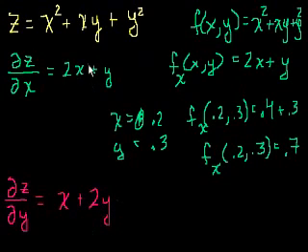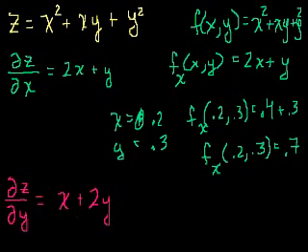So as you can see, it's quite symmetric. The partial of z with respect to x is 2x plus y. The partial of z with respect to y is x plus 2y. And that's because this equation is pretty symmetric. The x's and the y's kind of do the same thing. Now, we picked the point x is equal to 0.2, y is equal to 0.3.